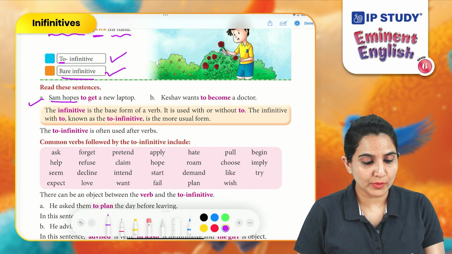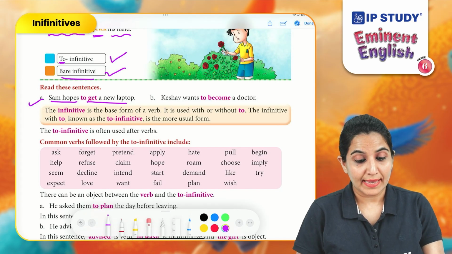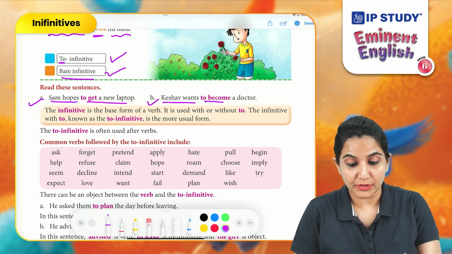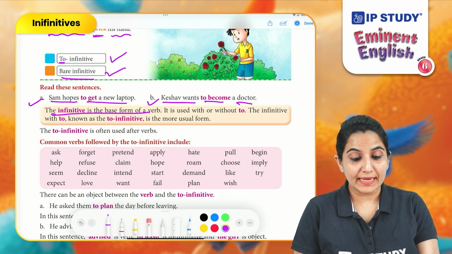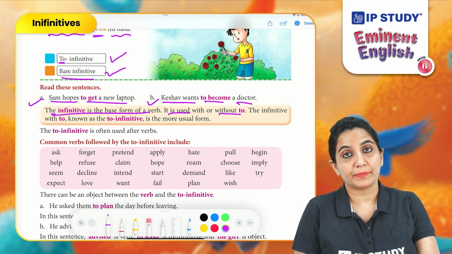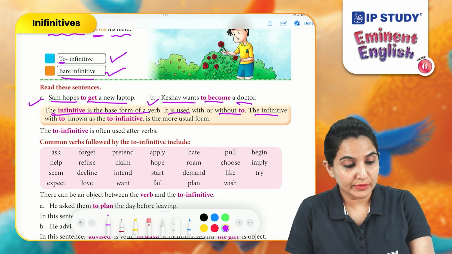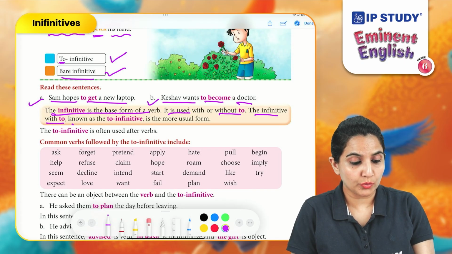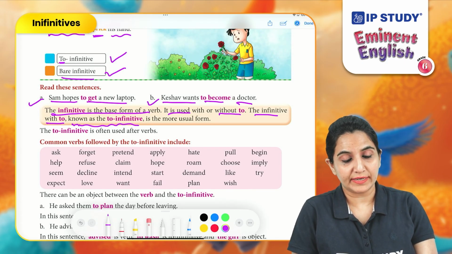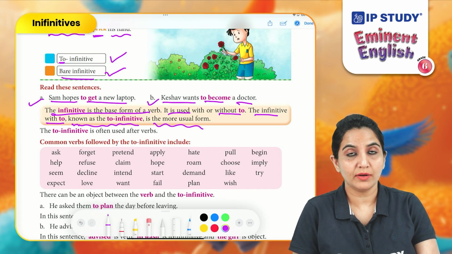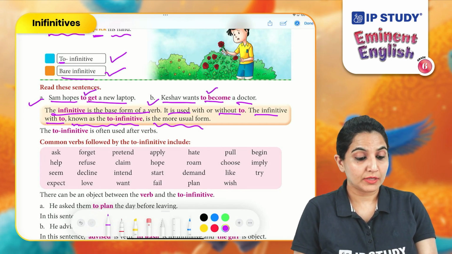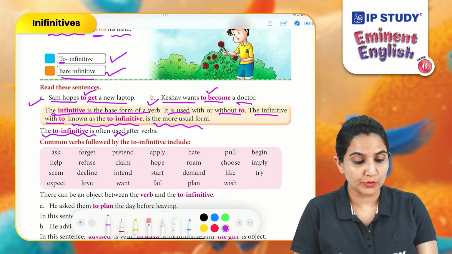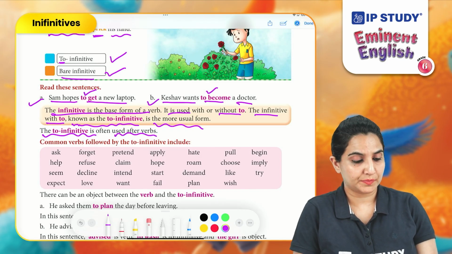Sam hopes to get a new laptop. Kesha wants to become a doctor. The infinitive is the base form of a verb. It is used with or without the preposition to. The infinitive with to, known as the to-infinitive, is the more usual form, like to get, to become. The to-infinitive is often used after the verbs.